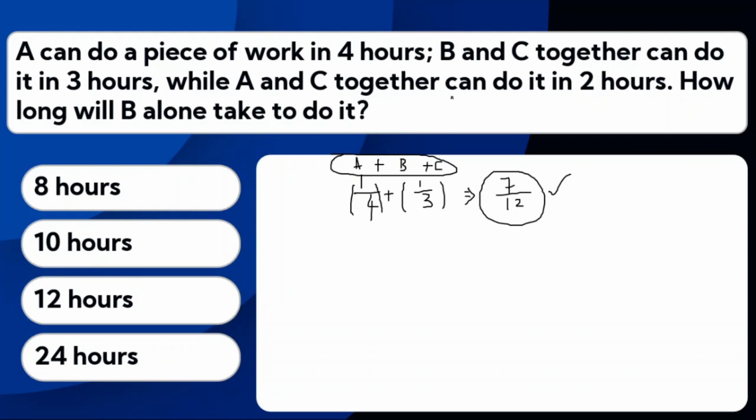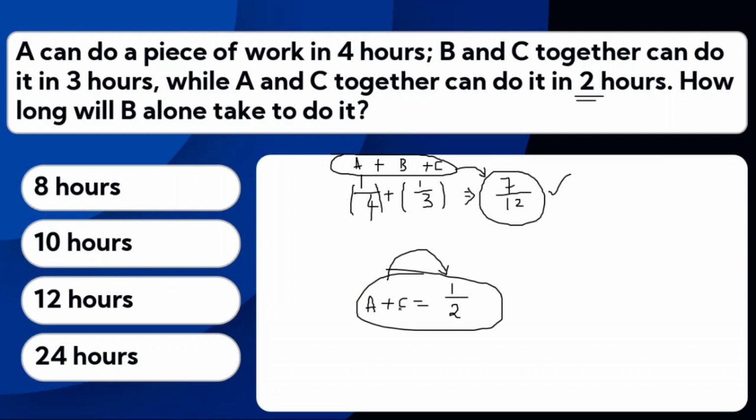While A and C together can complete the work in 2 hours. So if you take A plus C, they can complete the work in 2 hours, such that per 1 hour they are completing half of the work, 1 by 2. So we all know that A plus B plus C can do the work in 7 by 12. Per 1 hour, A, B, C are doing 7 by 12. Per 1 hour, A and C are working half of the work.